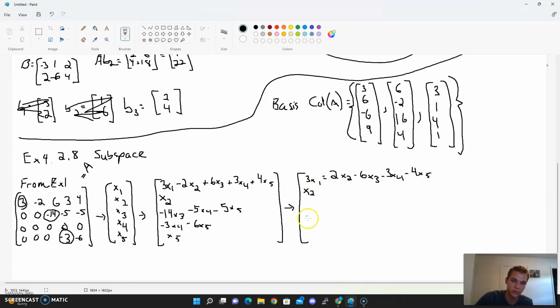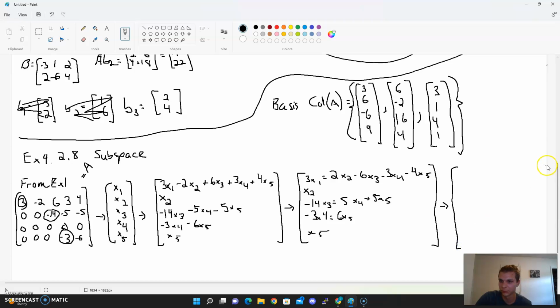For x2, we don't do anything with it. Minus 14x3 equals 5x4 plus 5x5. And then for x4, minus 3x4 equals positive 6x5. And x5 is x5 still, we don't do anything with that. Going to solve for these. Oh, I ran out of room.